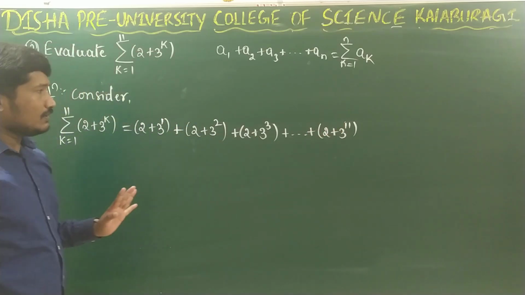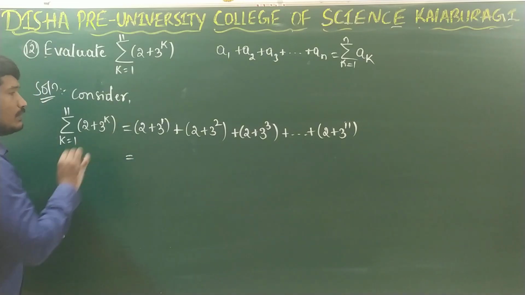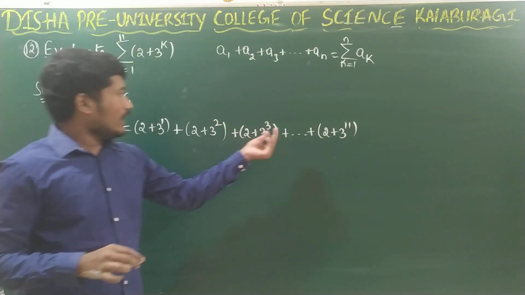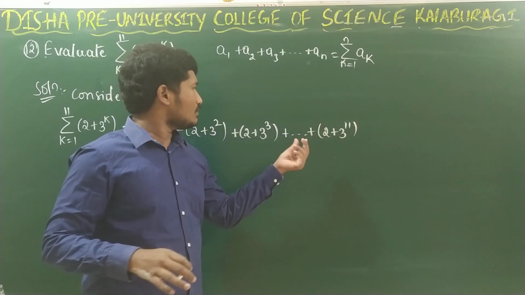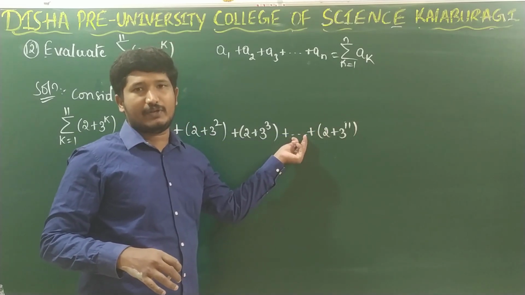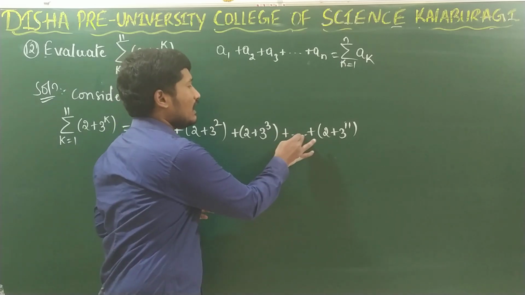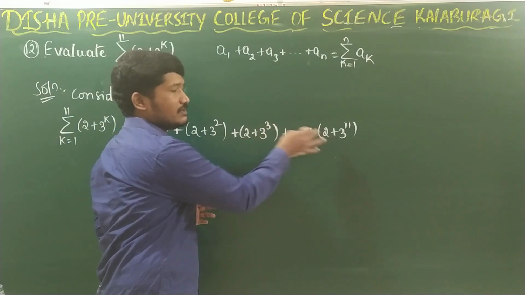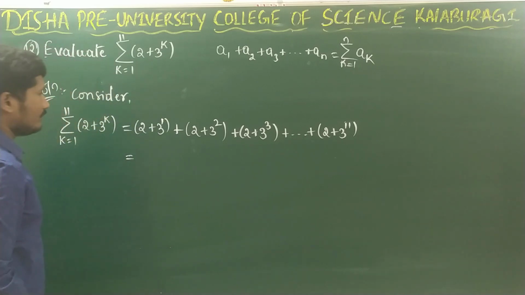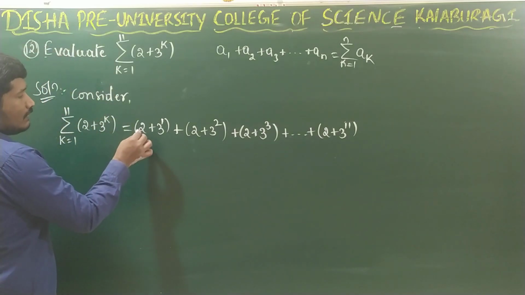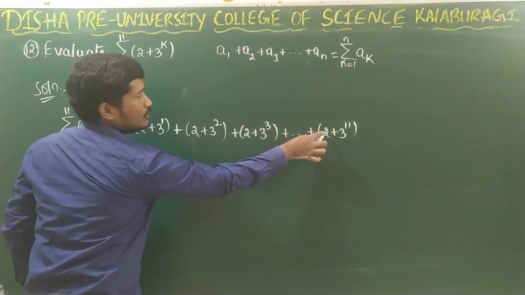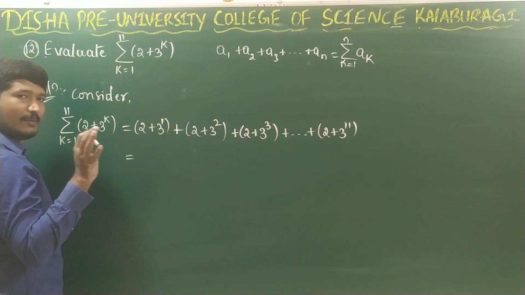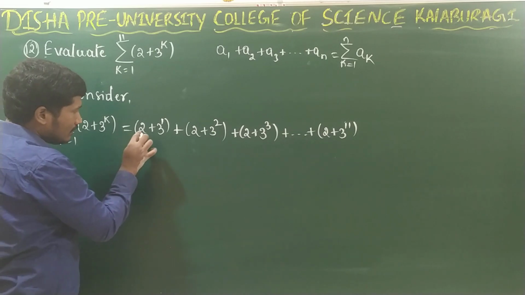So you understood? Why did I write it like this? It becomes a bit lengthy to write all the terms, so I have just taken 3 dots in between. It means there are some terms which lie in between. Now see here, we have like terms. That is, 2 is present. So just observe here.